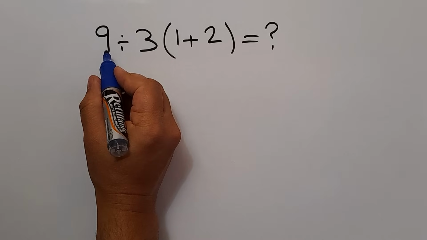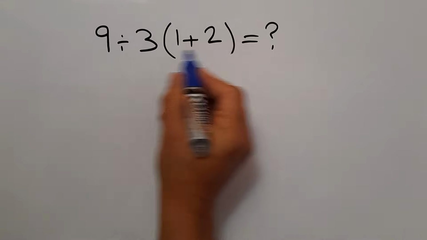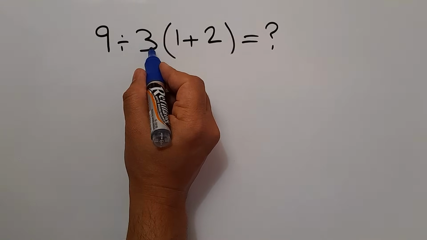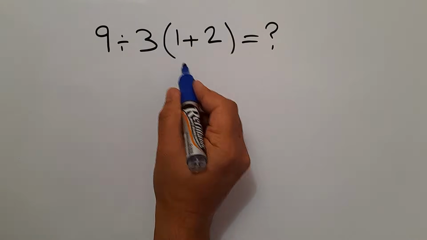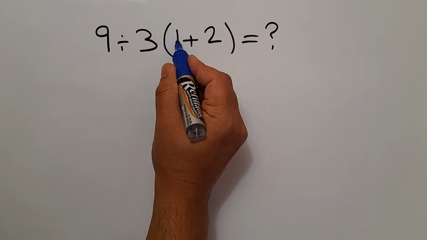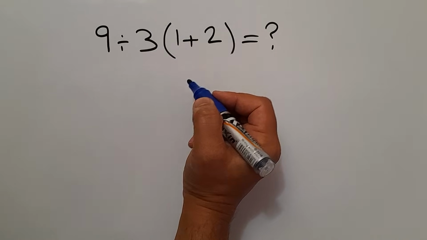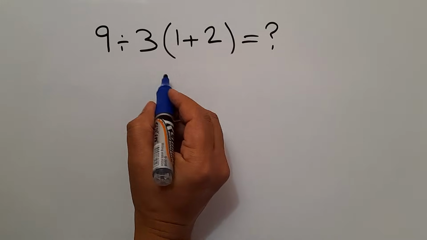In this video, we want to find the value of this expression: 9 divided by 3 times these parentheses. Inside these parentheses, we have 1 plus 2. Are you ready to solve? Let's go ahead and get started.